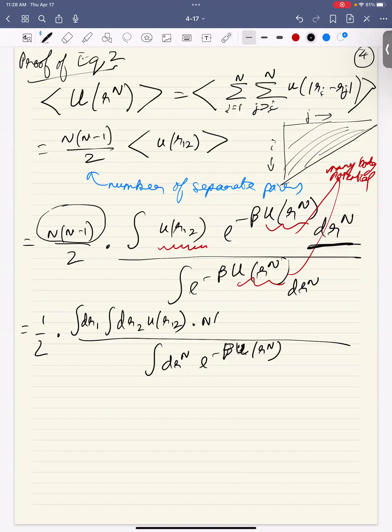Then we put in the n of n multiplied by n minus 1 over here. You will see in a moment why we do this strange looking thing. And here we are going to have d of r n minus 2 in the superscript, which means that this thing is dr3, dr4, drn, everything except r1 and r2, multiplied by e to the power minus beta u of Rn.